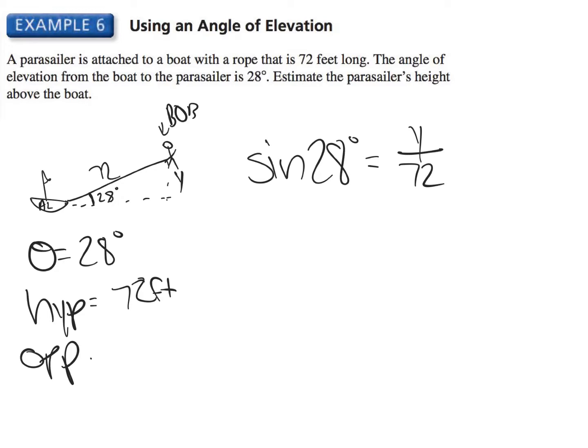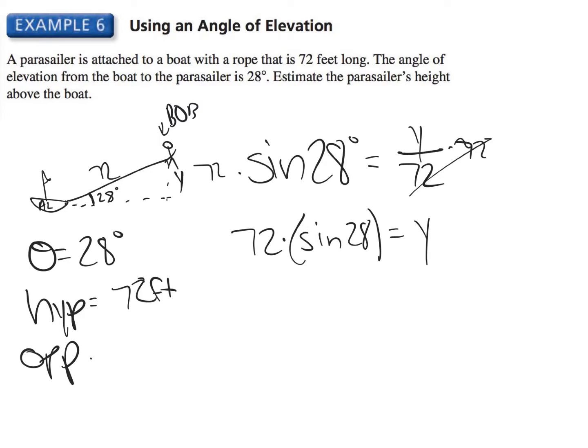And once again, now that we've set it up, this looks just like the other problems we did. Multiply both sides by 72 to get that fraction to go away. 72 times sine 28 is our y value. That's the height of our dude, Bob. And we've got 33.8 feet in the air. That's how high Bob is in the air from the water level.